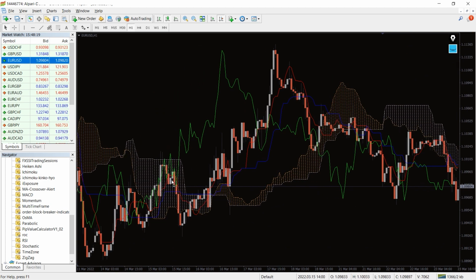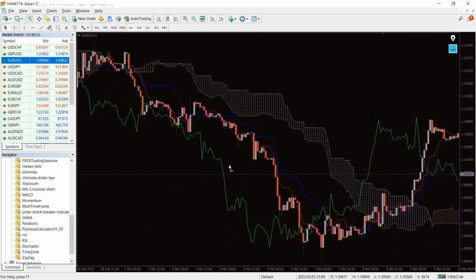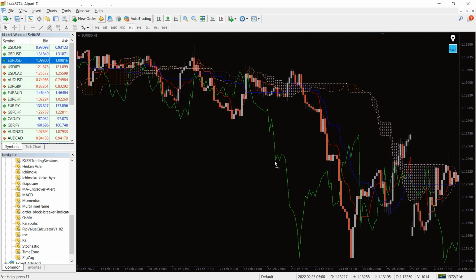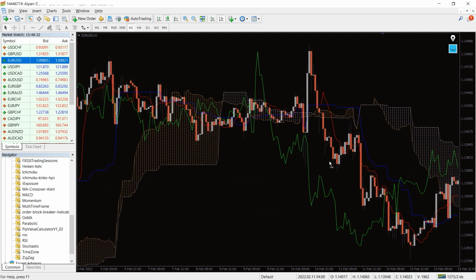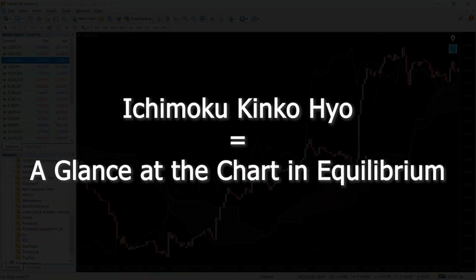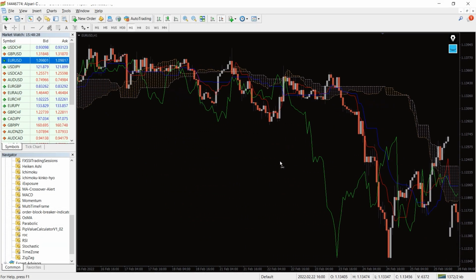The Ichimoku Kinko Hyo is a technical indicator that can be used to trade trends and support and resistance. A Japanese writer who needed to interpret the financial market chart at a glance invented it. This explains the name Ichimoku Kinko Hyo, which roughly translates to a glance at the chart in equilibrium. By the way, if you think the name is a mouthful, just call it the Ichimoku.